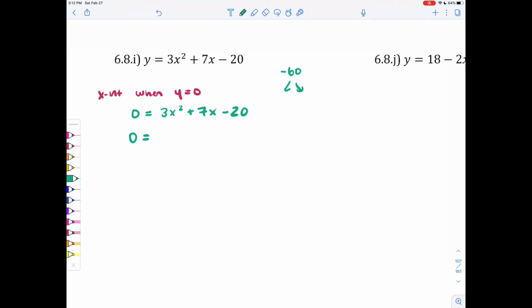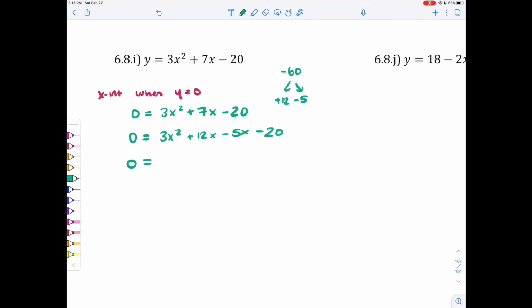So I'm thinking, what do I have? 12 and 5? No, because I need to have negative 60. Oh, I could have positive 12 and negative 5. There we go. Whew, that works out. So I have 3x squared plus 12x minus 5x minus 20.